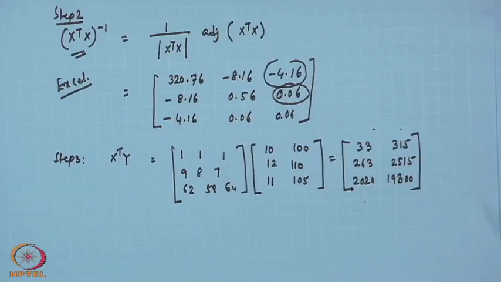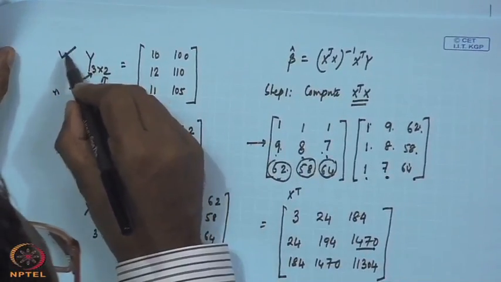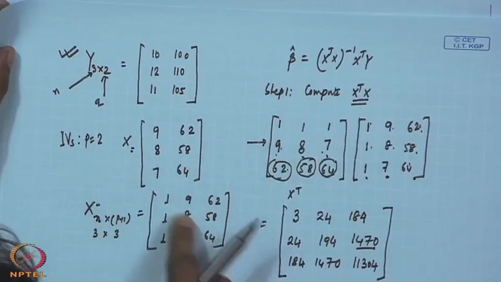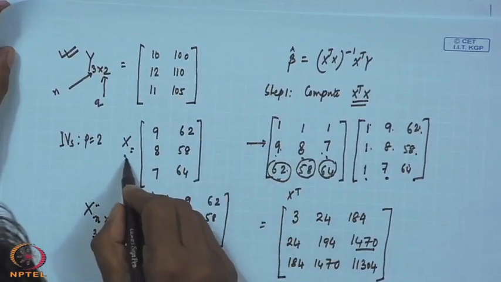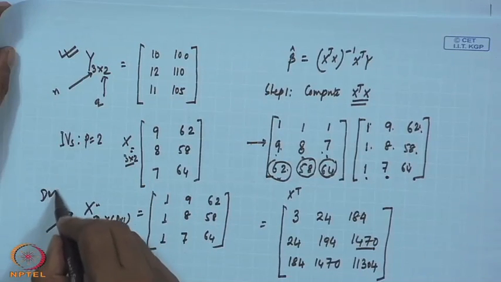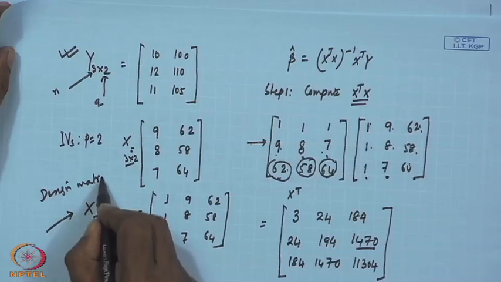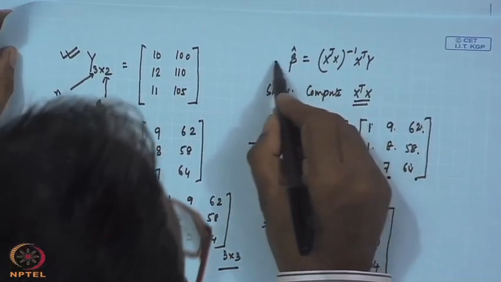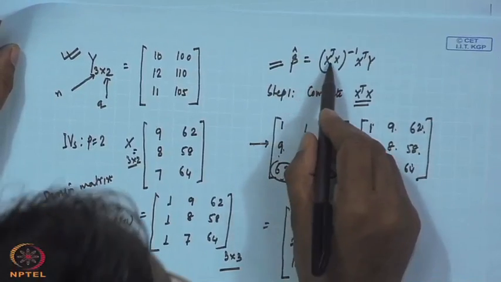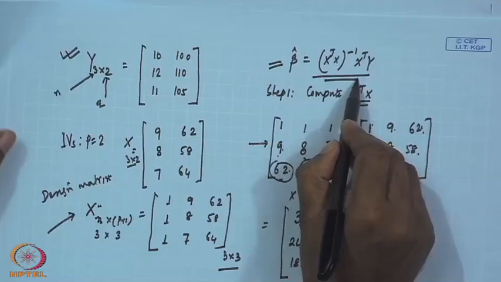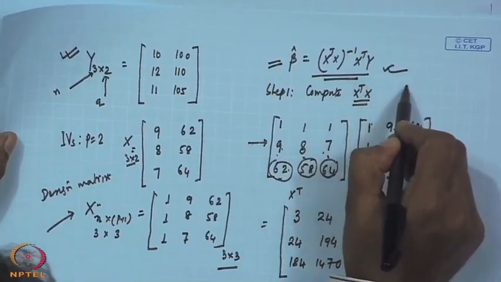So, with respect to this problem, we are given that Y is a 3 cross 2 matrix, X is again a 3 cross 2 matrix from the data point of view, but from the design matrix point of view, it is a 3 cross 3 matrix, and we are using beta cap equal to X transpose X inverse X transpose Y, that is the estimation formula for beta.